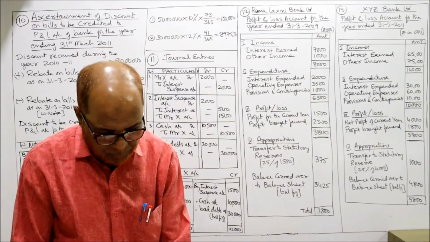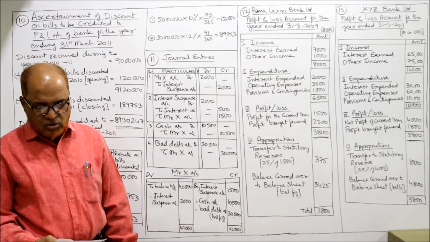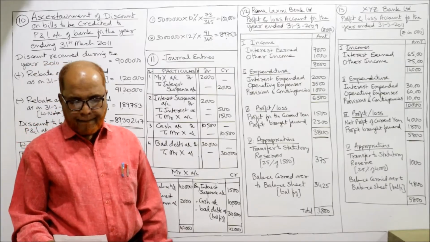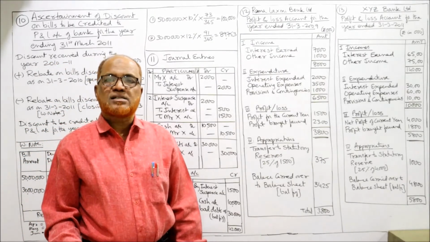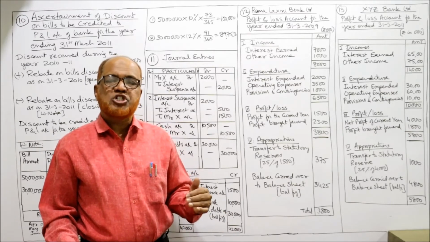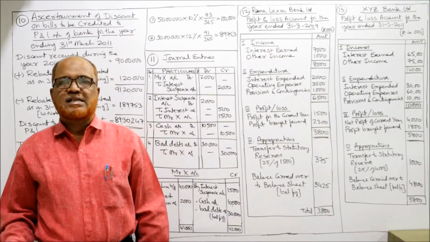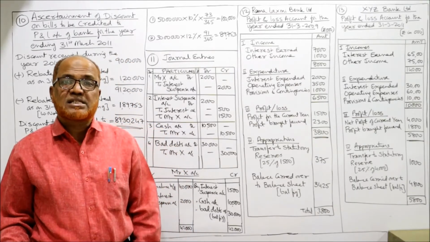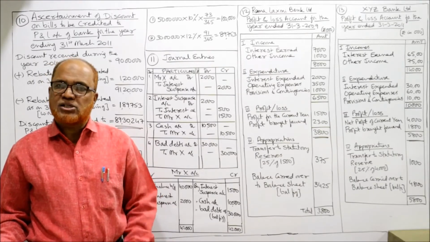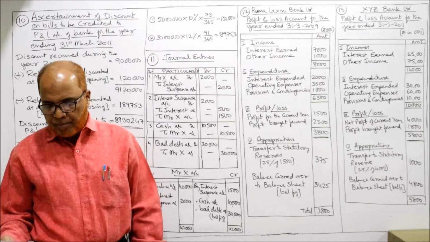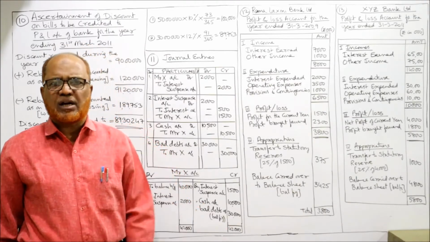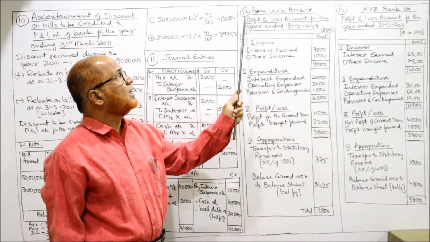Next problem. 13th problem. On the basis of the following information of XYZ Bank, prepare the profit and loss account for the year ended 31st March 2011. Interest expended, that is expenditure, schedule number 15. Interest earned, that is income, schedule number 13. Operating expenses under expenditure, schedule number 16. Other income, schedule number 14. Provisions and contingencies, no schedule, under expenditure. Balance of profit brought forward from previous year. Exactly the same, only amounts are different. The same procedure that we did in the 12th problem.